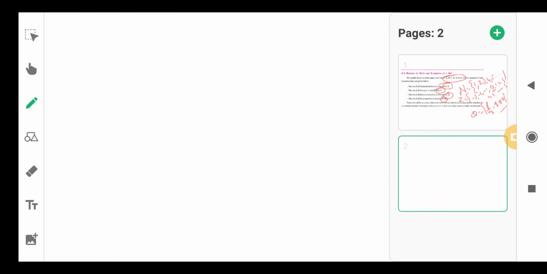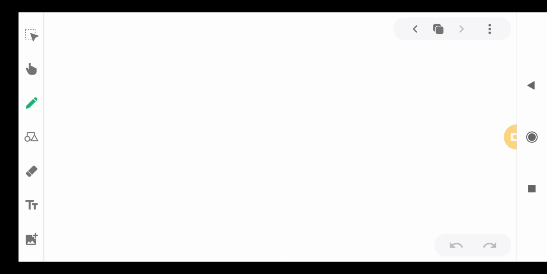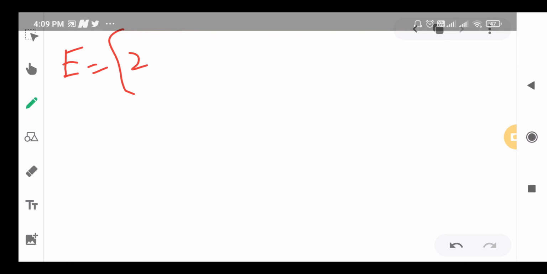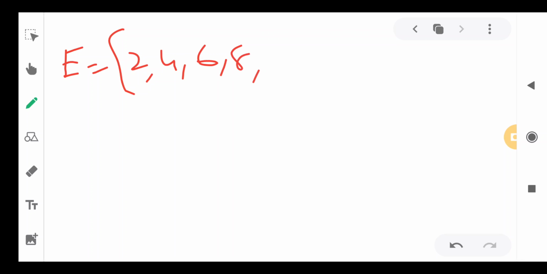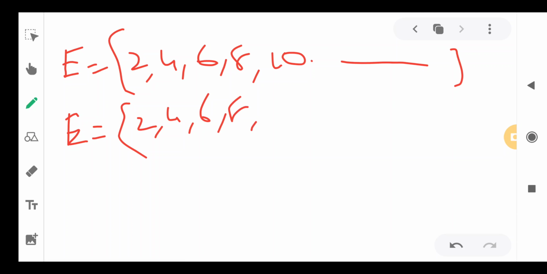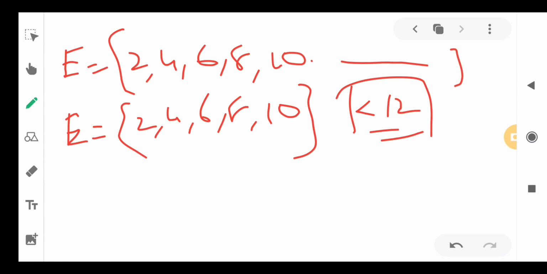Now I will show you some other examples. Suppose we denote the even numbers by E. What are the even numbers? Starting from 2, 4, 6, 8, 10, and so on. It is an infinite set. Now suppose even numbers less than 12: 2, 4, 6, 8, 10. We stop here, because we said less than 12.